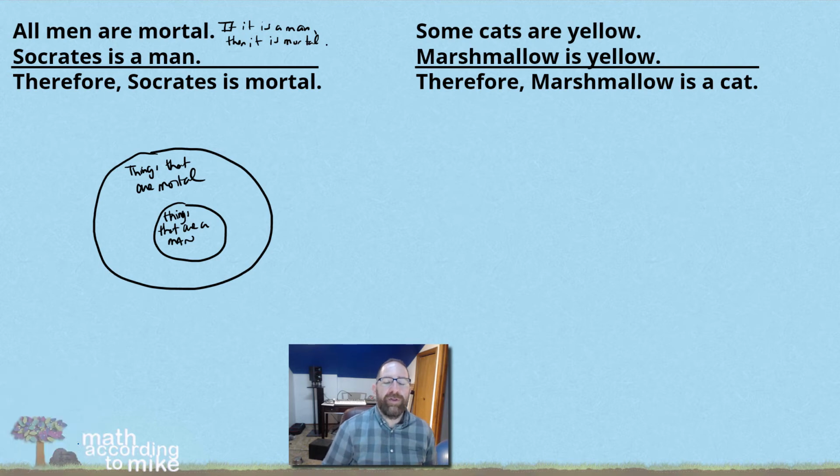So now we go to the next one. Socrates is a man. There are three possible places we could put Socrates. We could put him outside. I wish I knew where my cursor was. We can put him out here.